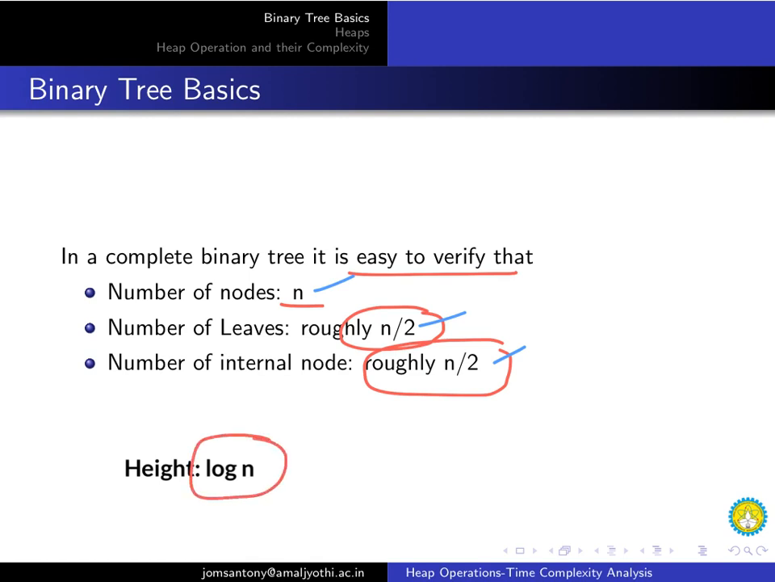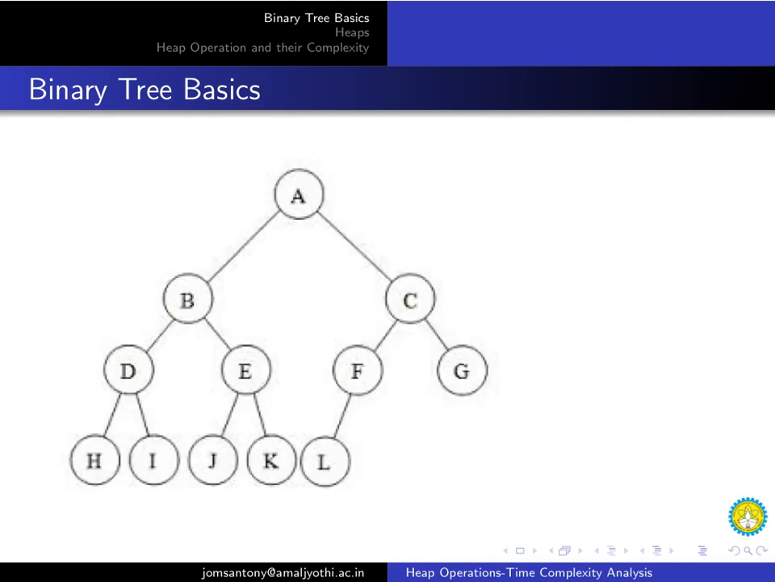And this property is used when we analyze the complexity of some of the heap operations. The figure that you see here is a complete binary tree. You can see that the nodes are filled from top to bottom, and in all levels it is filled from left to right. So in the last level you can see that all the left portion is filled, and now there are some gaps in the right side, which is acceptable.